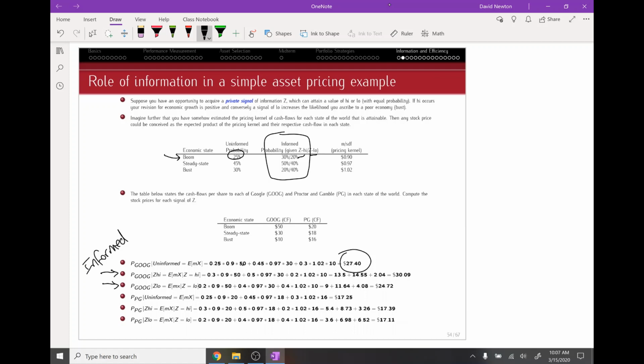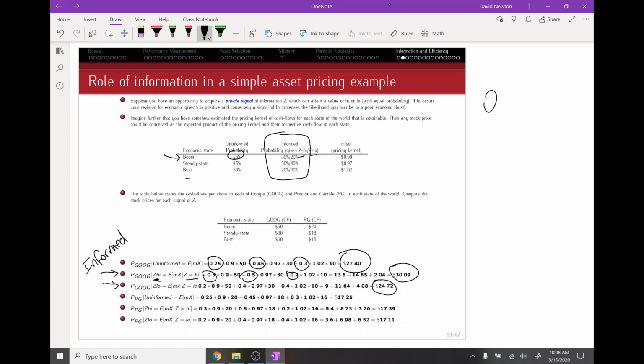If I believe the economy to be doing well, that is, I get a Z high signal, then what happens is my probabilities get modified. So instead of seeing a 25% chance of boom, I see a 30% chance. And instead of seeing a 45% chance of steady state, I see a 50% chance. And instead of seeing a 30% chance of a bust, I see a 20% chance of bust. And so when I grind through this, what's happening is conditional on receiving a high signal, I actually think Google's worth $30.09. If instead I had received a low signal, then these probabilities would have been applied and I would have seen it as being worth $24.72.